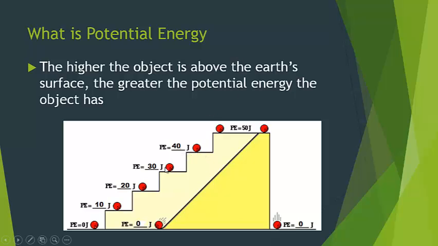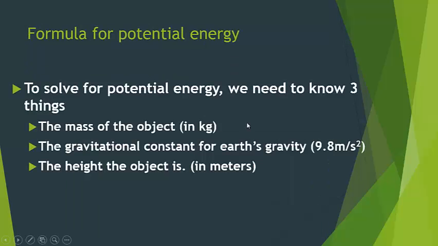As we keep moving down, it has less and less stored energy until it has zero when it's resting on the Earth's surface. So the higher up it is, the more potential energy it has. So now that we know what potential energy is and what factors towards it, we can now solve for potential energy. To solve for potential energy, we need to know three things.